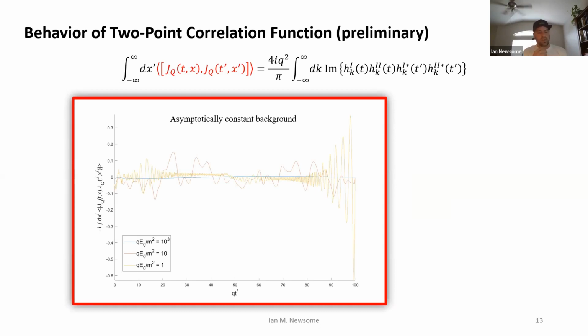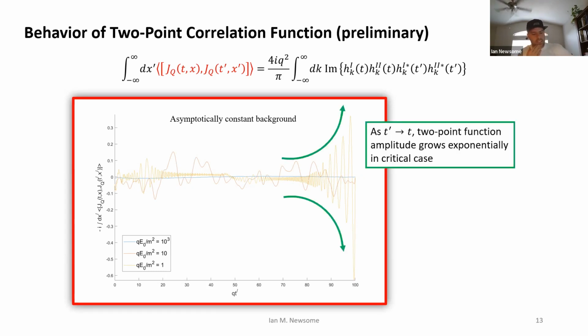Now, the large field to mass case in blue is small as expected, and the intermediate case in red is larger, but doesn't seem to have any distinct behavior. But the critical case where QE over M squared is equal to 1, we have approximate exponential growth in the amplitude as the points t and t prime come together.